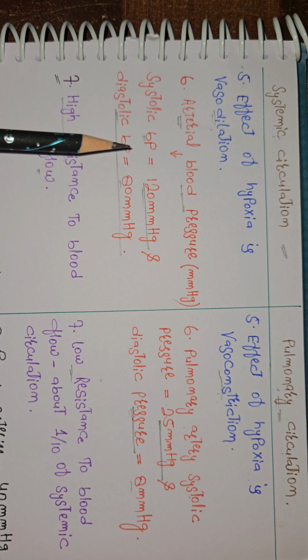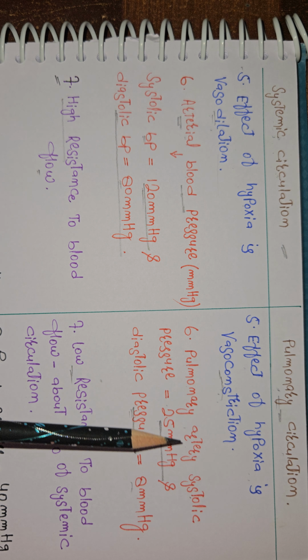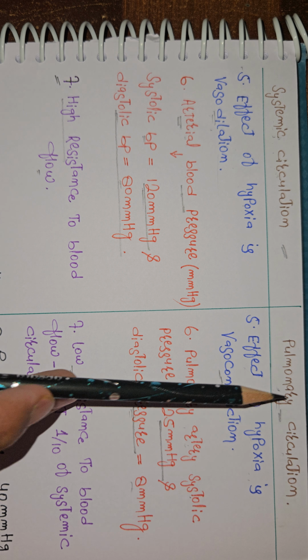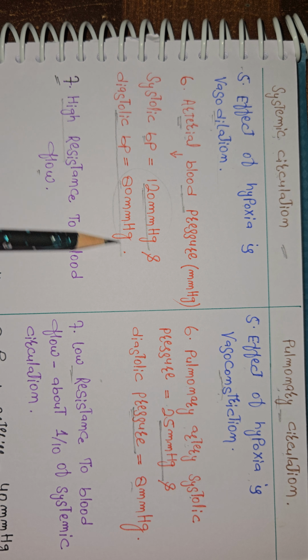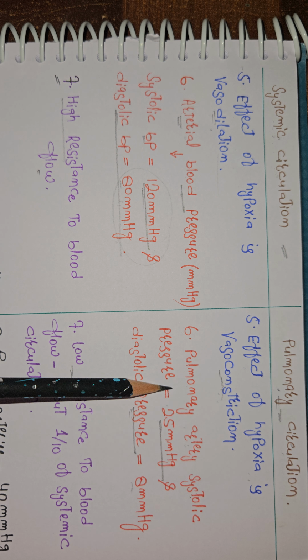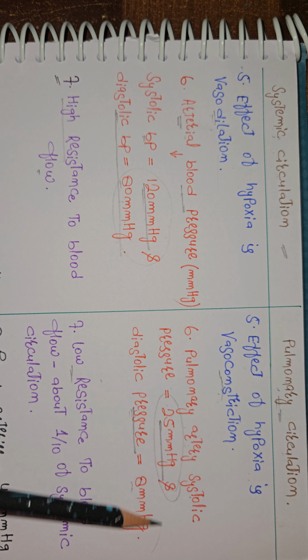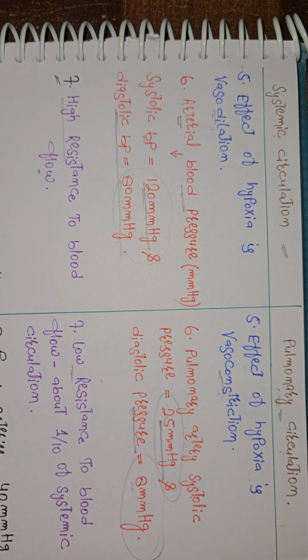Now we will move on to difference number 6. What is difference number 6? Arterial blood pressure. These are the arteries of the systemic circulation, and we have here the arterial blood pressure. These are the arteries of the pulmonary circulation. So systolic BP is 120 mm of Hg and diastolic BP is 80 mm of Hg. This is the arterial blood pressure, but these arteries are of systemic circulation. Here systolic blood pressure is 25 mm of Hg and diastolic pressure is 8 mm of Hg. This is also the arterial pressure, but these arteries are pulmonary arteries of pulmonary circulation. So arterial blood pressure is difference number 6.